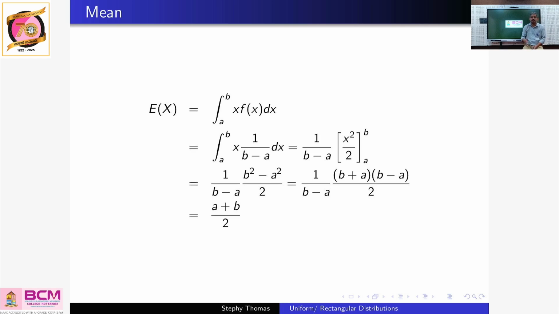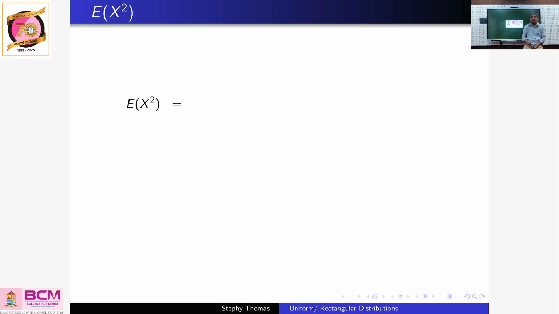In the uniform case, if we define the mean as the center of gravity, the first moment, then for a rectangle we can see that it balances at the midpoint. So it shows the same thing. The expectation is nothing other than the center of gravity, so it balances at this particular point.